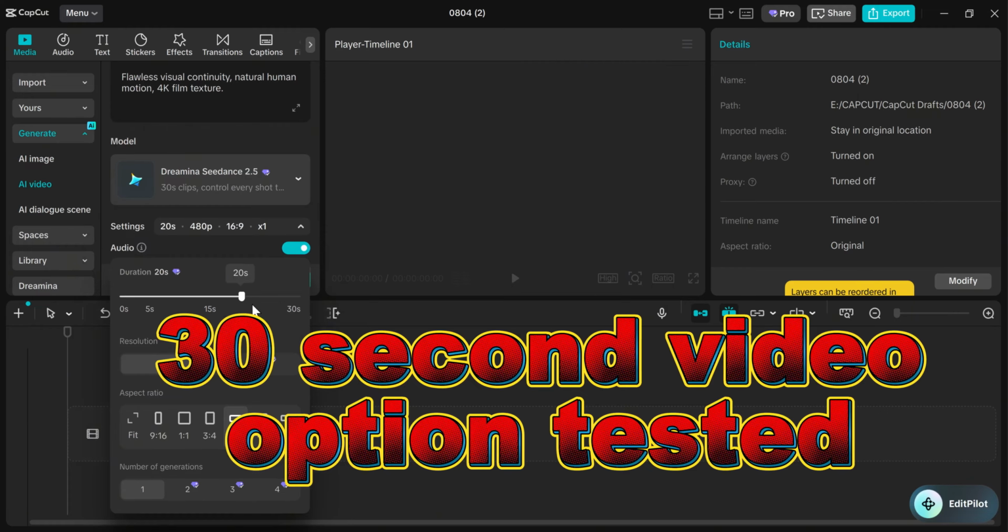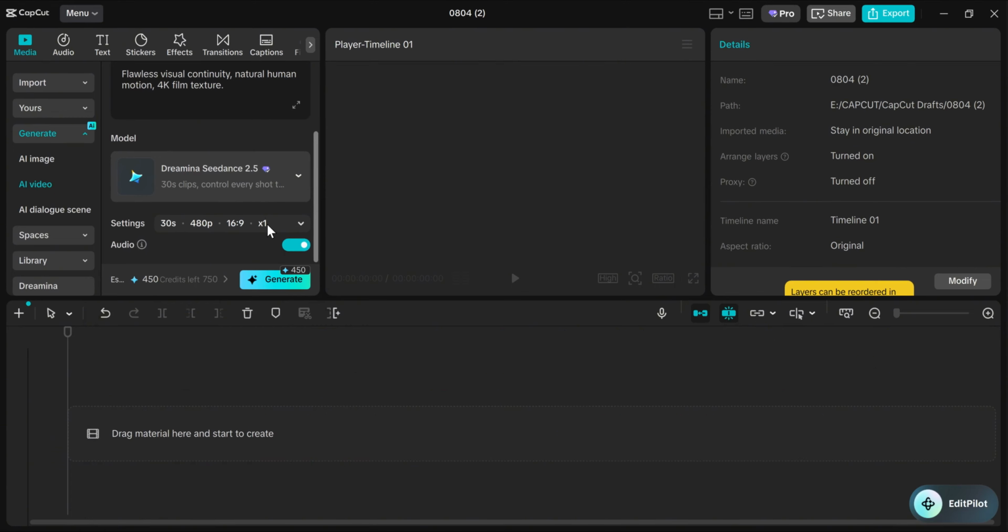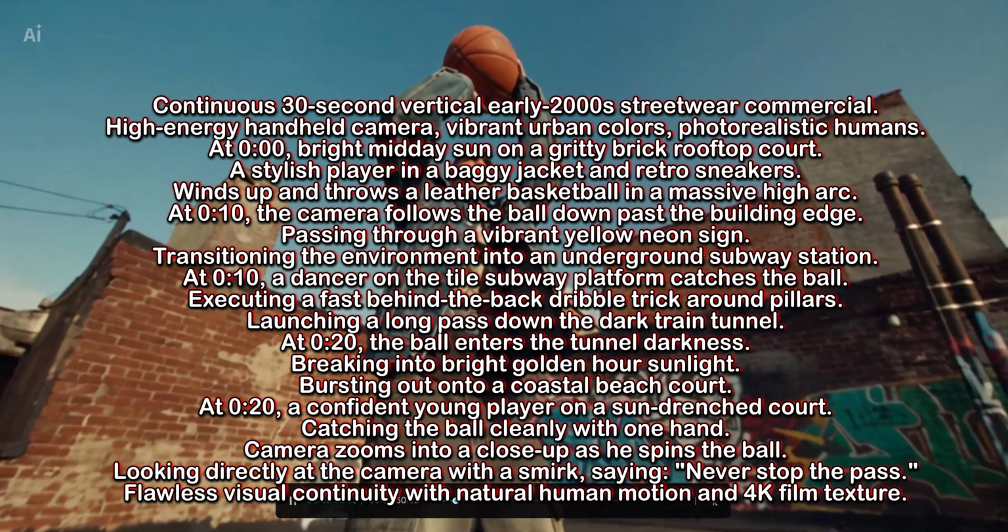I'm gonna try some prompts with complex physics and changing of the scenery and see how it performs. So here is the first prompt I'm gonna use. You can pause the video and see the prompt.